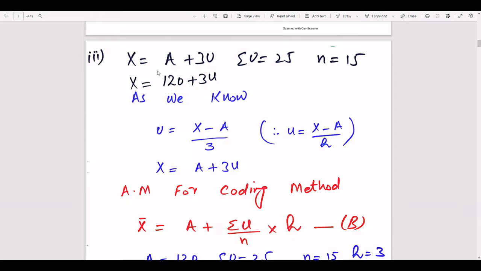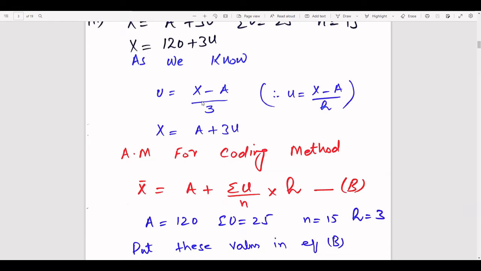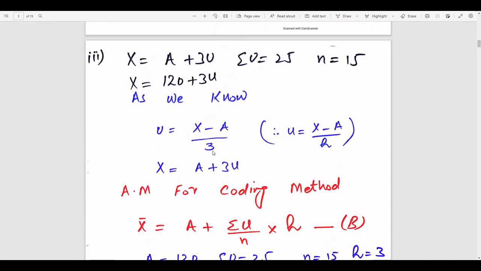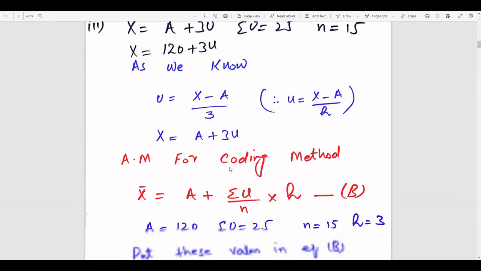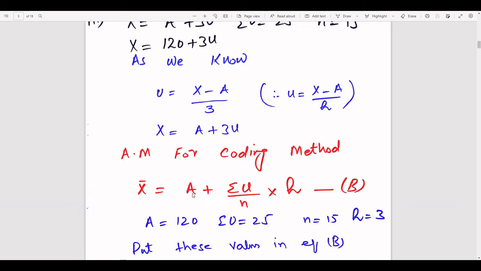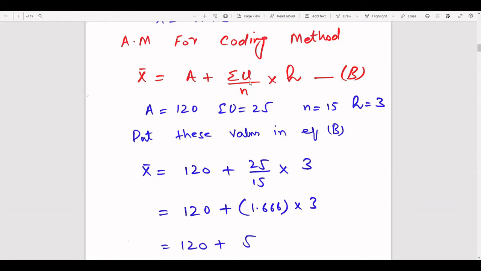Third part. X is equal to a plus 3u. Sum of u is equal to 25. Small n, number of observations, is equal to 15. And this is given in the question as x is equal to 120 plus 3u. So as you know, u is equal to x minus a over h. So this is given, h is 3. So 3 multiplied by u, and we can write it as a plus 3u. So this is our coding method, a plus sum of u over n multiplied by h. So a is equal to 120, sum of u is 25, n is 15, h is equal to 3. Put these values in this equation, I write this equation as equation b. You can write any name of the equation according to your choice.